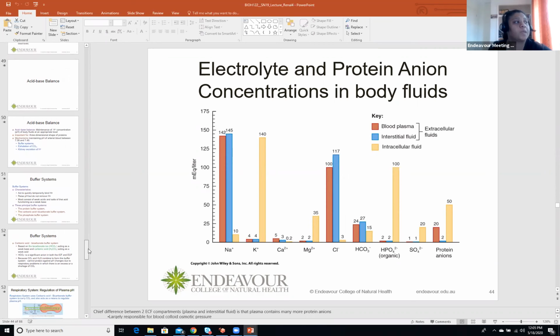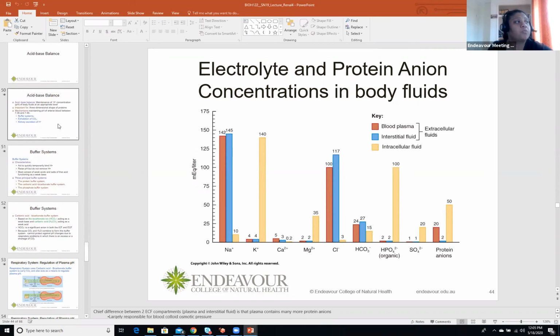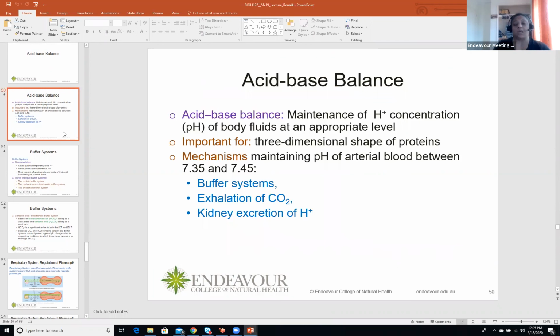Now, because we are running out of time, I want to quickly touch base with the buffer system. When we talk about acid-base balance, there are three ways in which your body tries to maintain the pH of your blood between 7.2 to 7.3 ish, slightly alkaline. So it uses buffers. Buffers are basically combinations of weak acids and weak bases. Whenever hydrogen ion concentration increases, your body uses weak bases like bicarbonates to buffer it out.